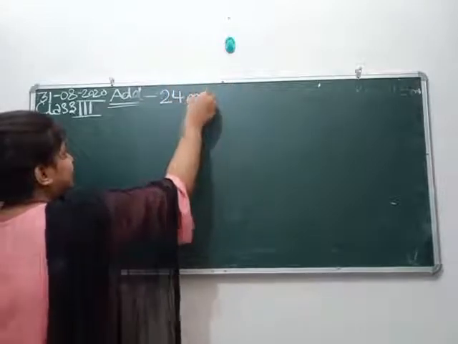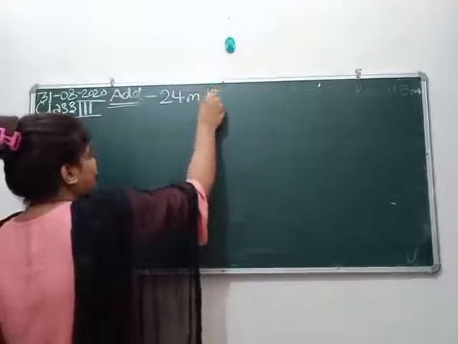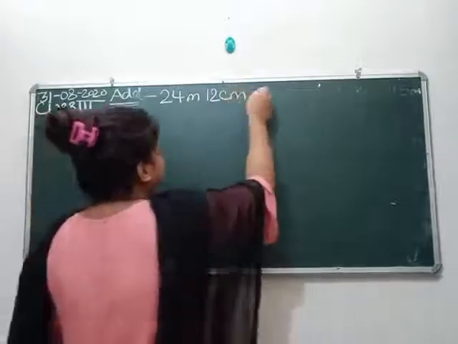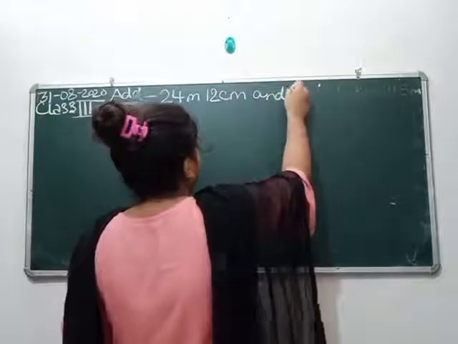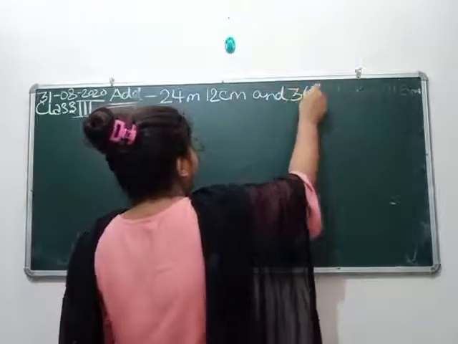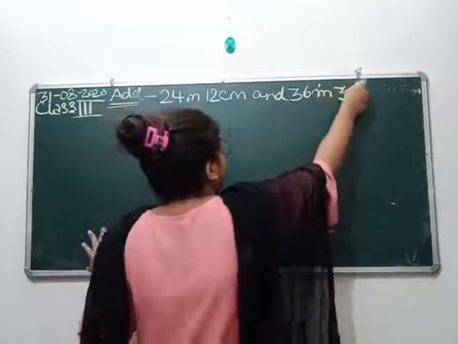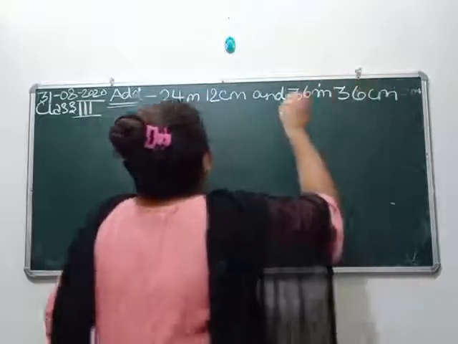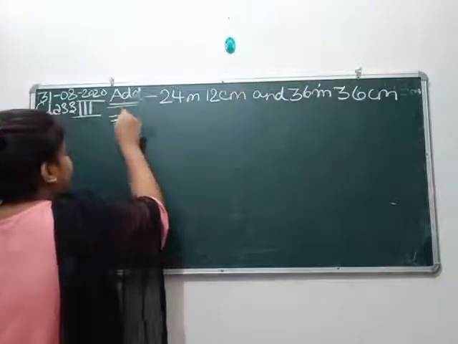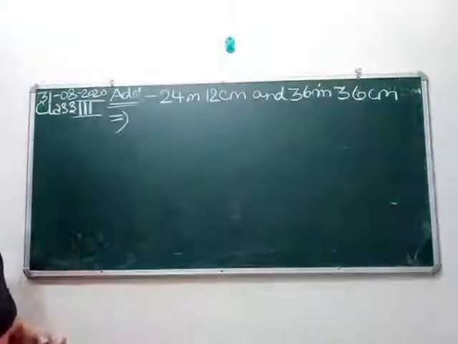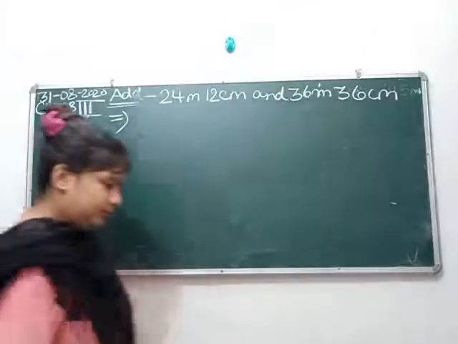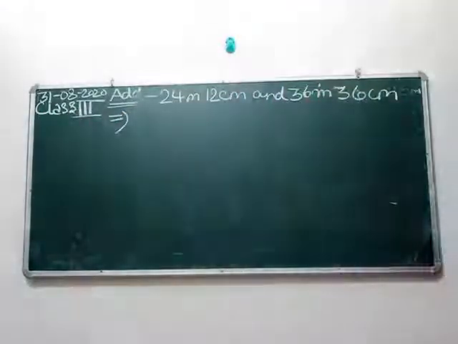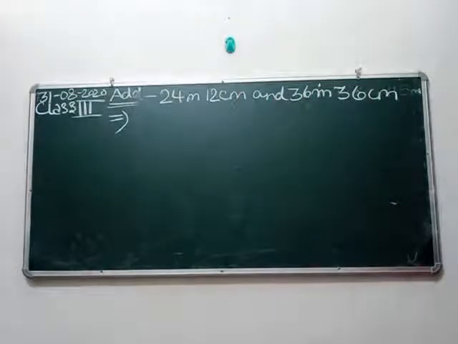24 meter, 12 centimeter and 36 meter, 36 centimeter. What you have to do? You have to add these two numbers: 24 meter, 12 centimeter and 36 meter, 36 centimeter. Come on, add these two numbers. See, both the parts are given here, meter and centimeter both.